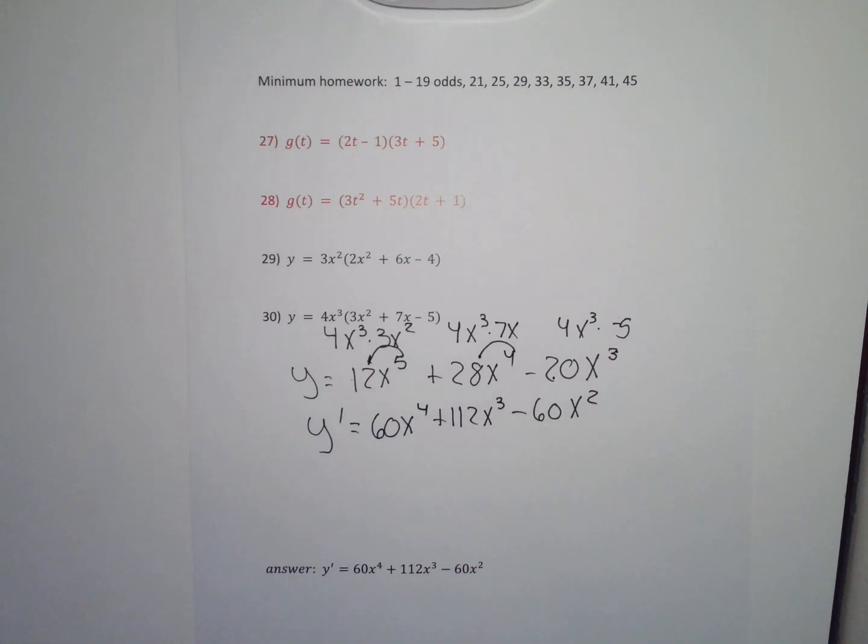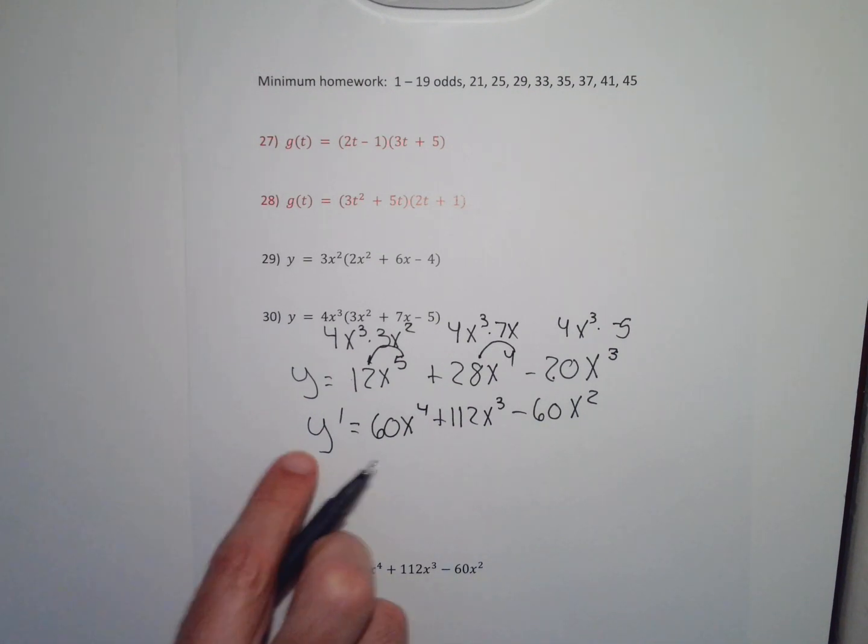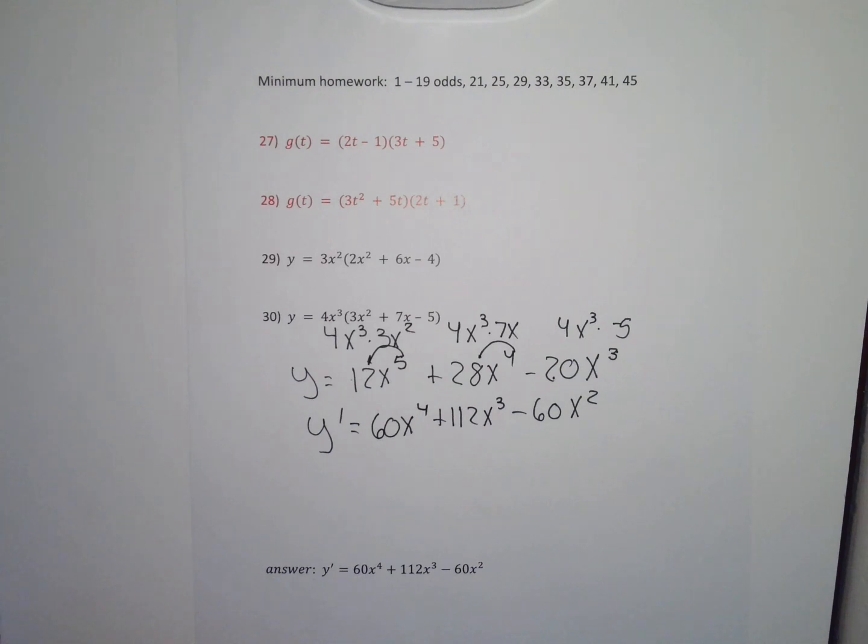If you wanted to, you can pull out a common factor of x squared, oh, maybe even like 4x squared. I can't quite tell how big of a number I can pull out of there. But for now, let's just get the derivatives and worry about working with the derivatives later.